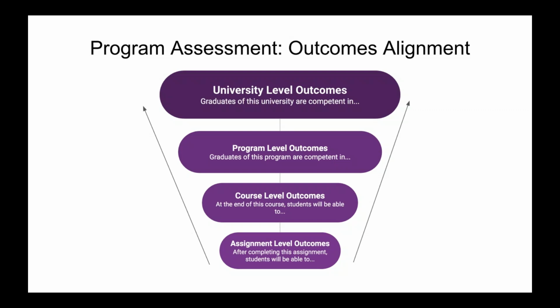So it starts from the global level of the university outcomes that state graduates of this university will be competent in XYZ, and it goes all the way down to the assignment level outcomes in individual courses. So what students learn during an individual assignment is clearly mapped and aligned with what they're learning in the course as a whole, which is clearly mapped and aligned with what they're learning across their degree program, and then what they're gaining from their degree program is mapped to the university competencies.